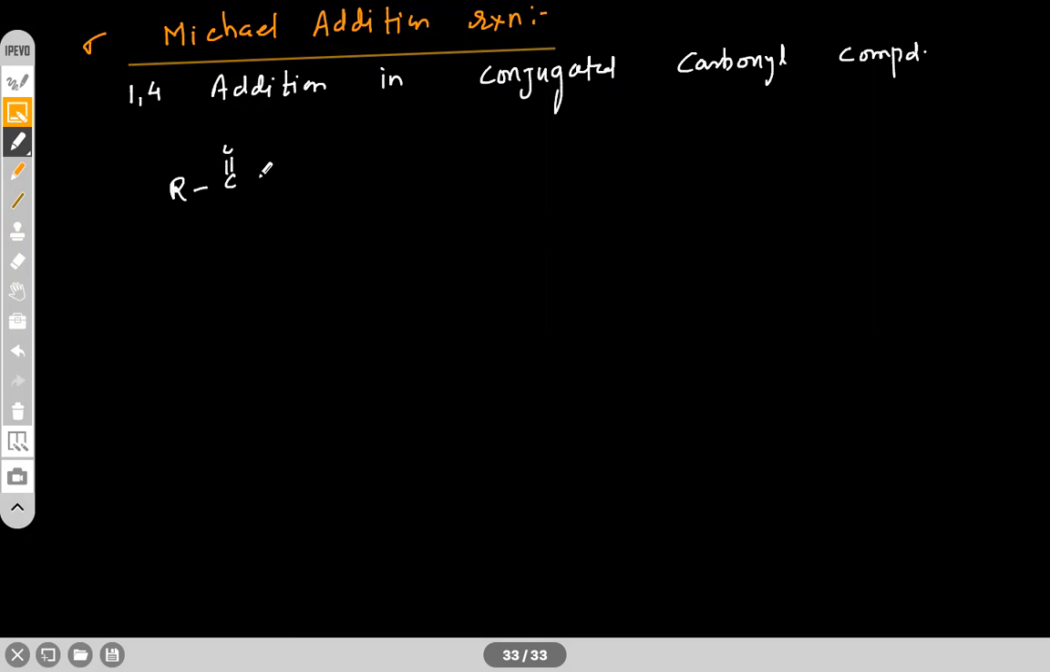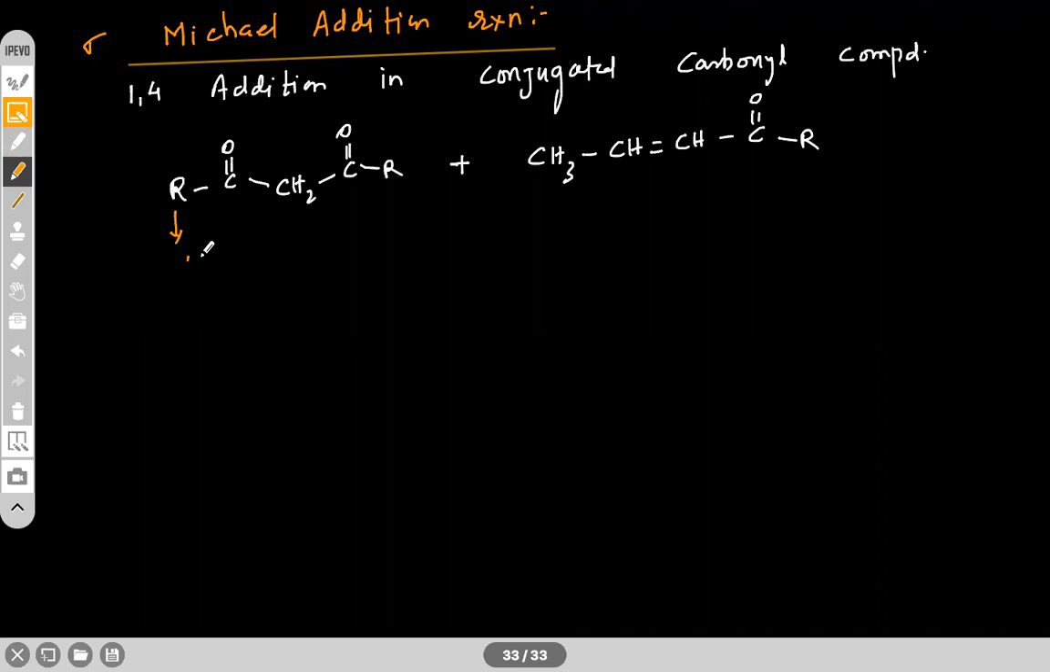RC=O, CH2, CH2, R. This is also the reaction of an active methylene group with a conjugated carbonyl compound, like in this one you see, C=OR. This is a conjugated carbonyl compound, right? This R could be hydrogen, or you can take it as OR also.